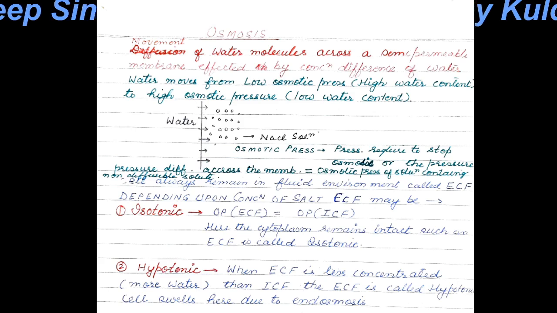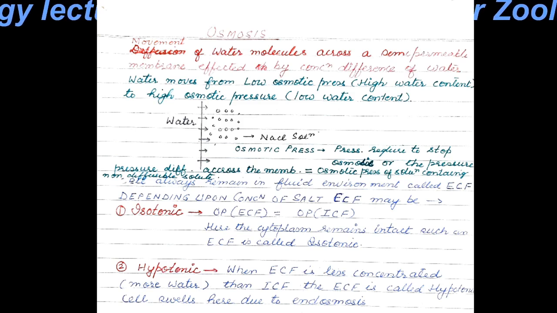Why does this happen? Because the cells are always laid in a fluid environment, and the net movement of water depends upon the concentration of the solute in ICF or ECF. If ECF has a higher solute concentration, then water will move outside, and the converse will happen if more solute is present in ICF. And so this osmosis depends upon the concentration of salt. Depending upon the concentration of the salt, the solution can be of three types.